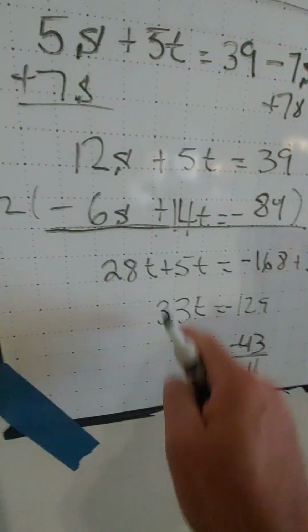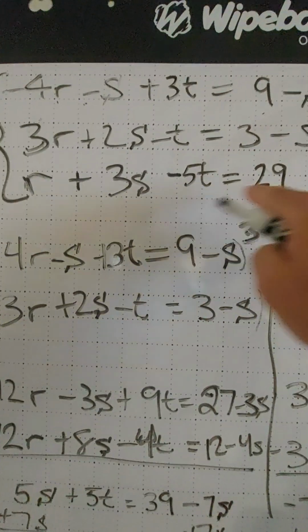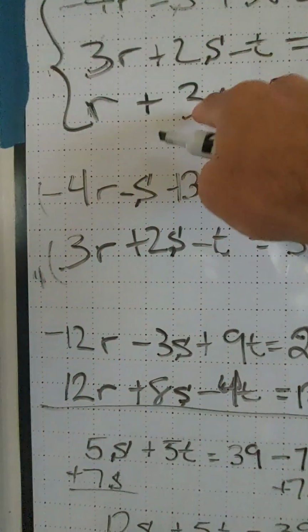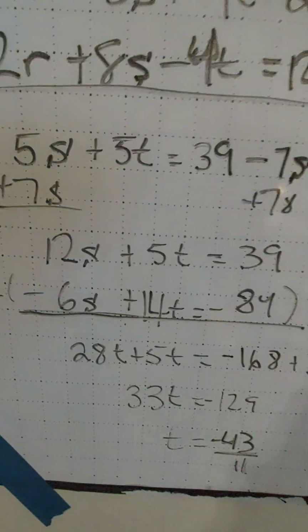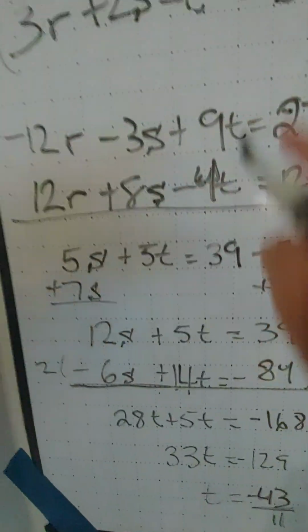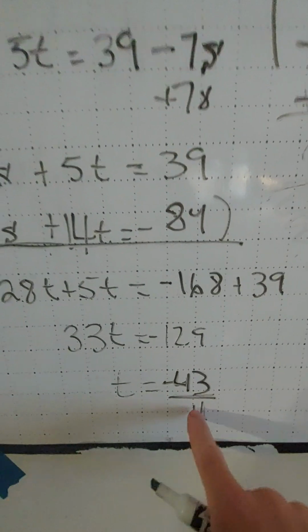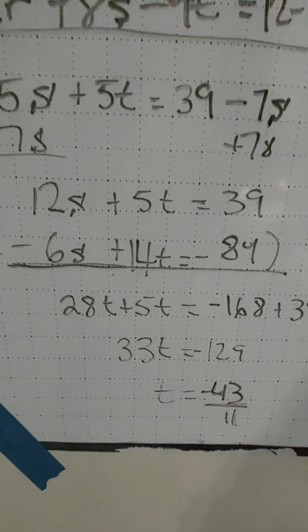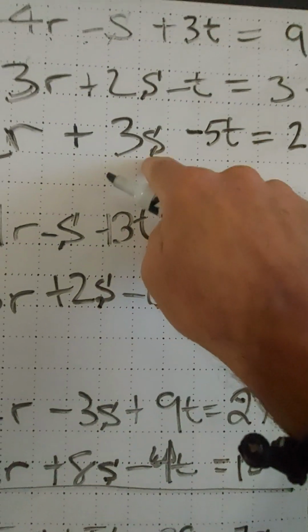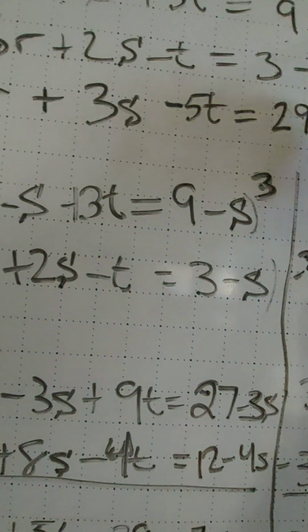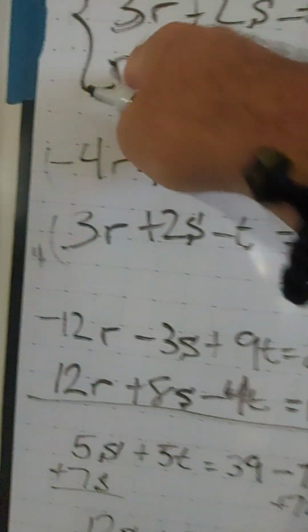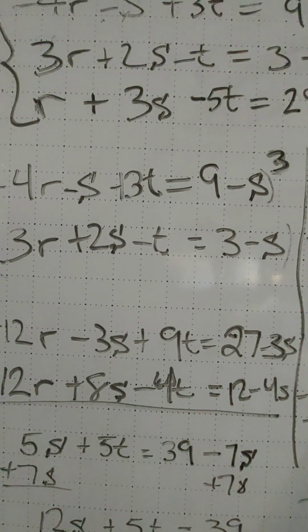Now that I know what s and t are, I can take them back into any one of these original equations and plug them in. I would probably go back to this one. I'd plug in my value for s that I just found, and then plug in the t value that I had from down here. Multiply this by negative 5, multiply that by 3, and then move those terms over, combine it with the 29, and that'll give me the value of r. All right, I hope that was helpful.